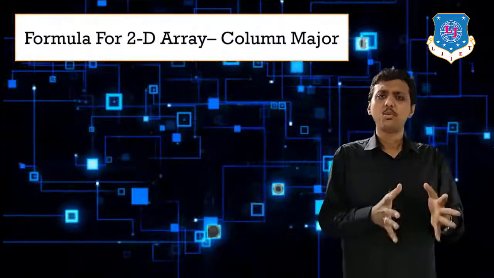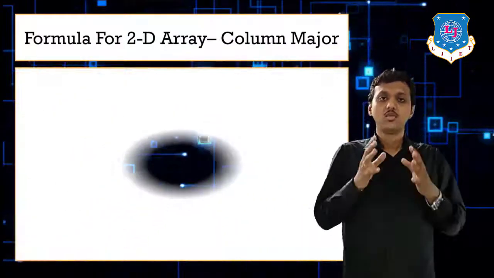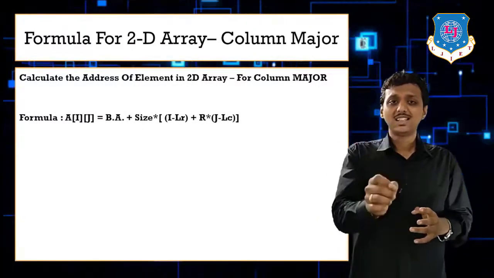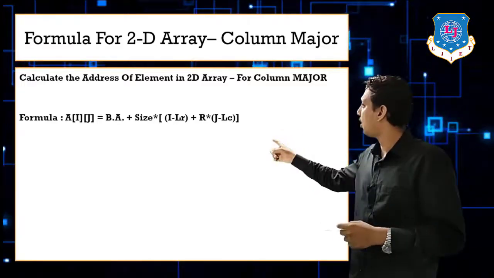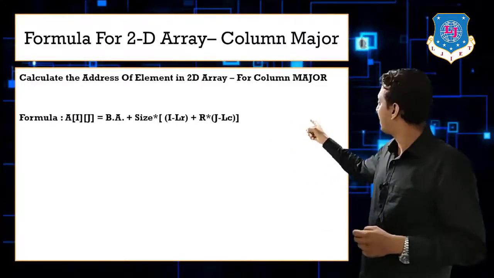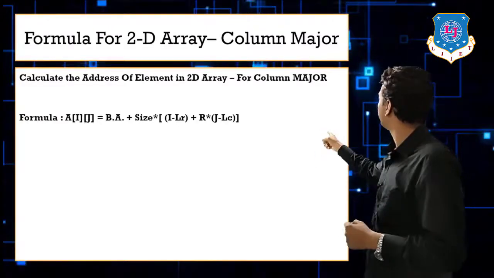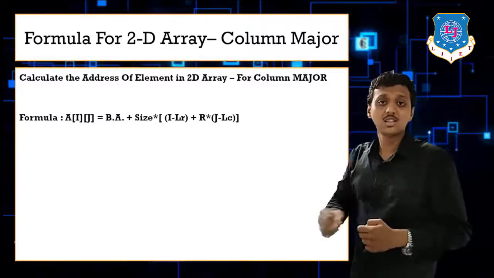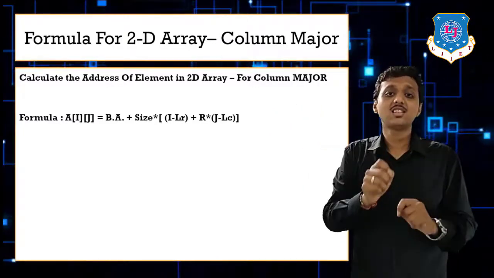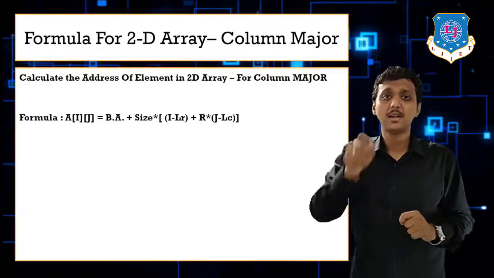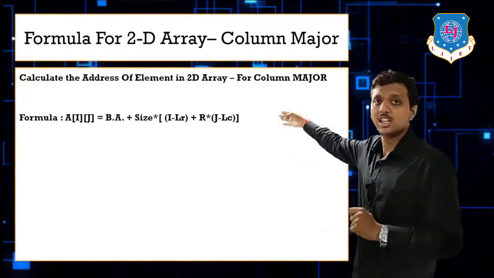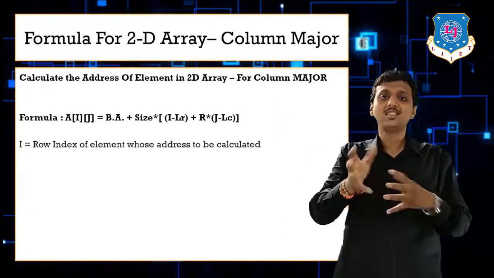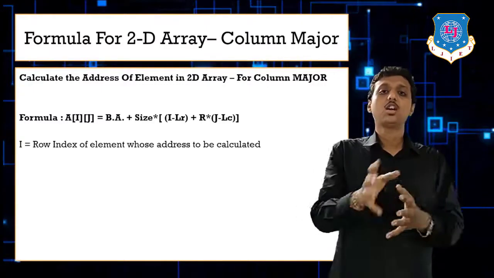So now let's move forward to the next topic. Next topic is the formula for column major. Students, the formula for column major is a little bit similar to the formula of row major. If you can see here, the formula is A of ij is equal to base address plus size multiplied by, first it is not C. It directly just writes I minus LR plus R into J minus LC. Fine. So that is the difference between the row major and column major formula.